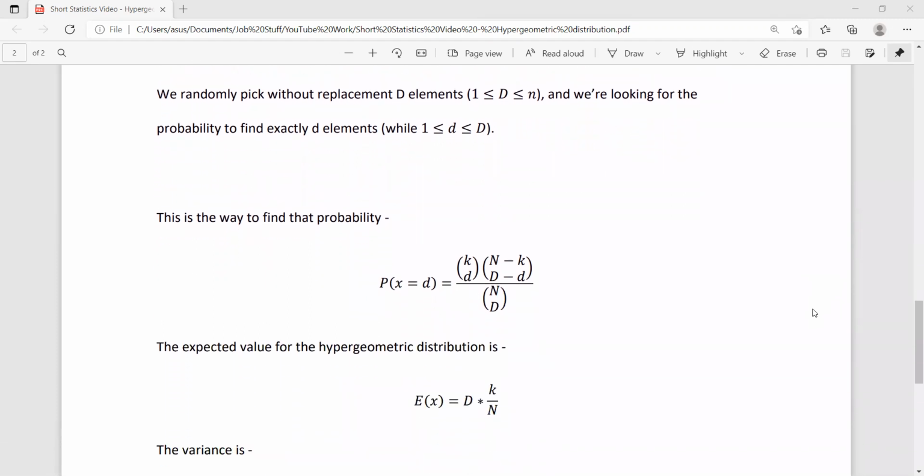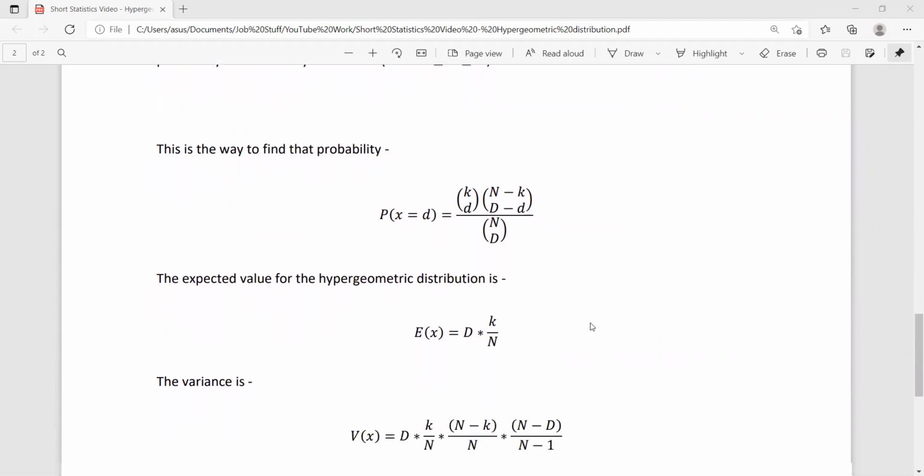If we're looking for the probability to find exactly small d elements, the calculation would be k choose d times N minus k choose capital D minus d, over N choose capital D.